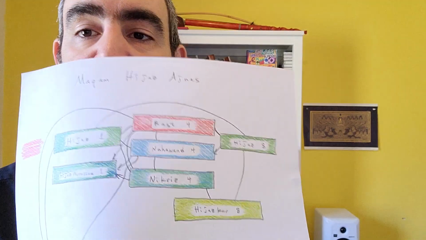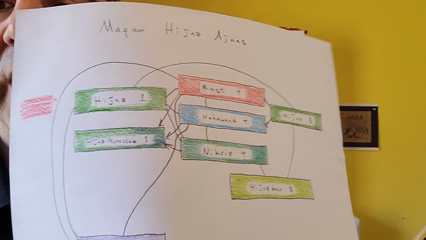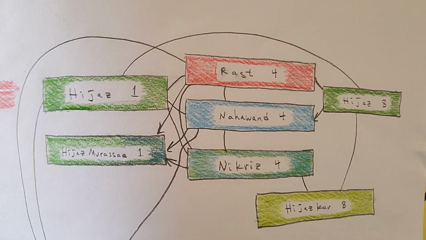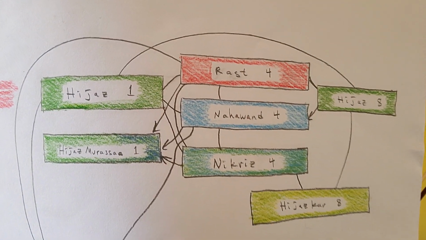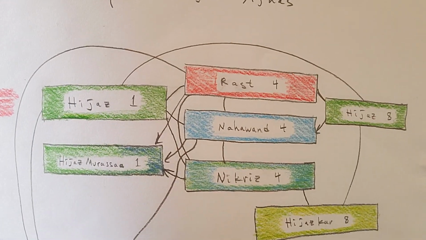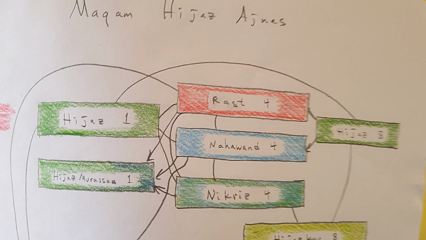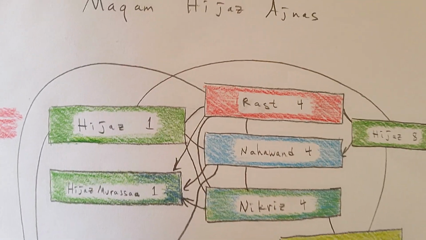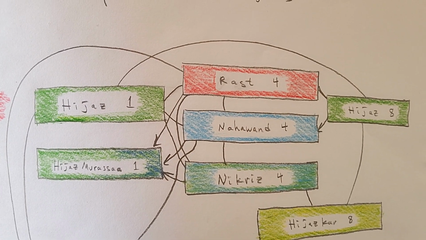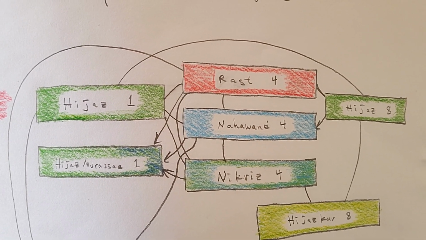Now 4 is important as the ghammaz of Jins Hijaz. But it's also important because it is the pivot note for a lot of the action that happens. So as you can see there, I've written Rust 4, Nahawand 4, Nikriz 4. All of those ajnas start on 4. So I'm going to show you the scale first. In Nahawand we would go 4, 5, 6, 7, 8, 8, 7, 6, 5, 4.